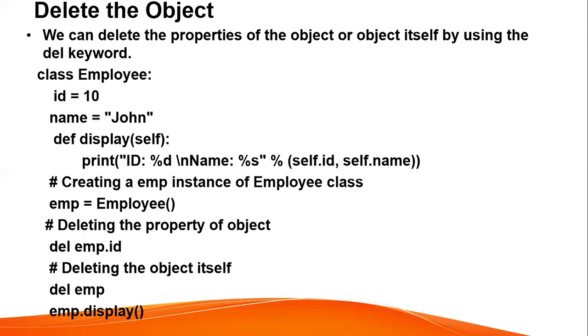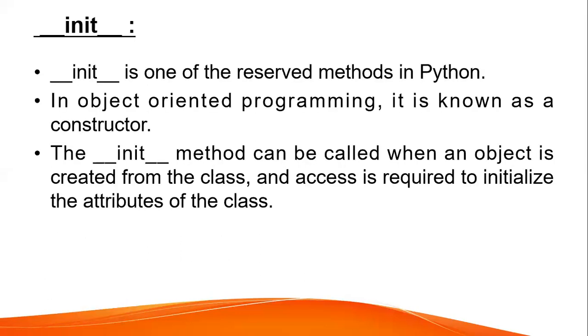Deleting the property of the object. Here we are deleting the object by using the del keyword, del emp dot id. Here del emp dot id, emp dot display. And here another one, which is init.